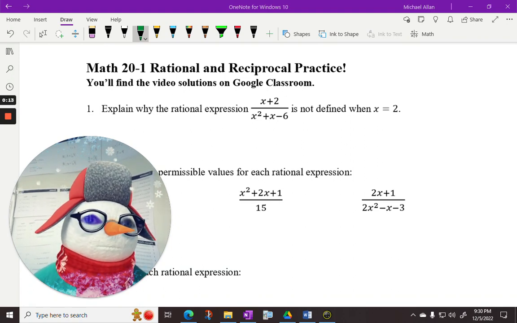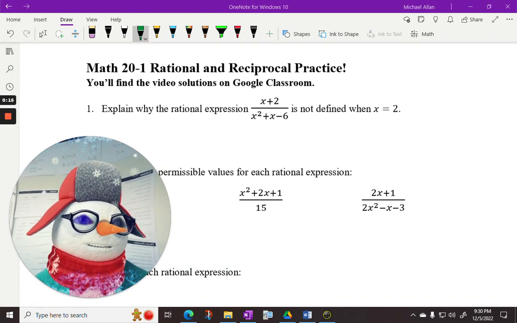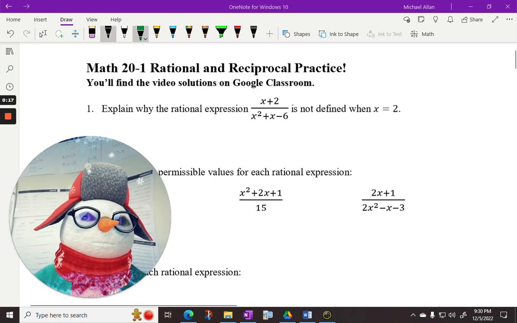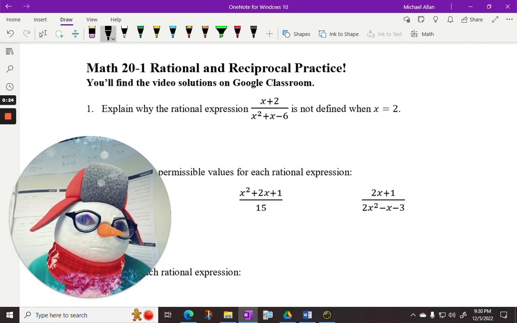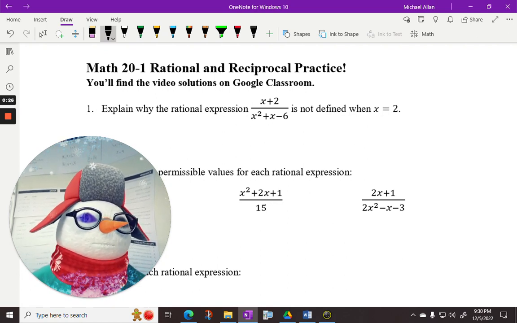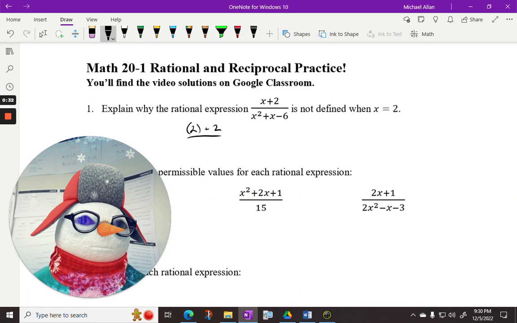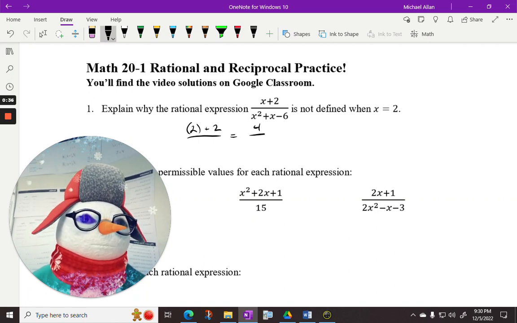All right, so we've got to explain why this rational expression is not defined when x is equal to 2. It seems like a pretty easy thing to do. So if I just put the 2 in all the x spots, we're going to see what happens. I'm going to do a little substitution here. So 2 plus 2 on the top. That doesn't seem like too much of a problem. You just get a 4 there. So it doesn't seem like that's going to cause too many problems.